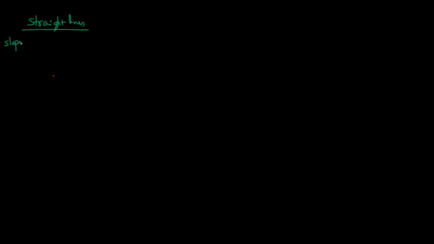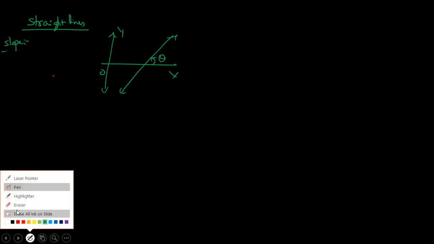So first of all, what is slope? For example, this is the x-axis, y-axis. Listen carefully. This line makes some angle theta with the x-axis in the anti-clockwise direction. This is called the inclination of the line. First we are discussing the inclination of the line.